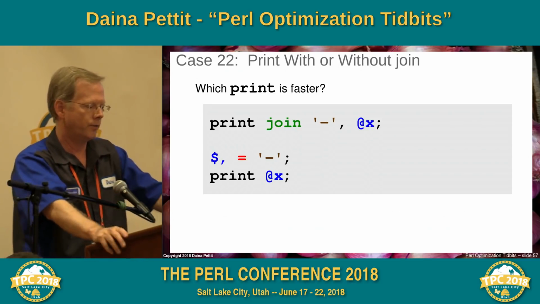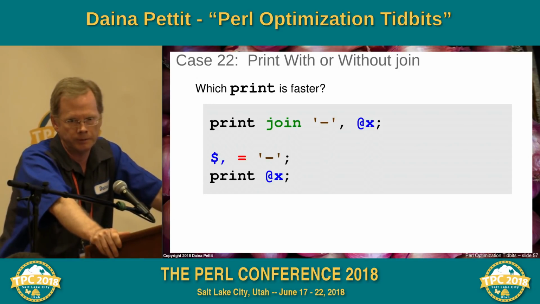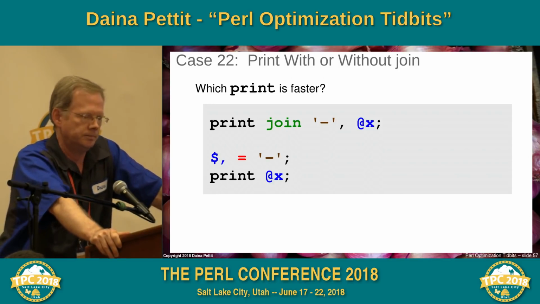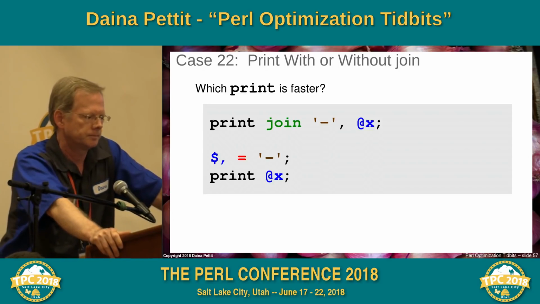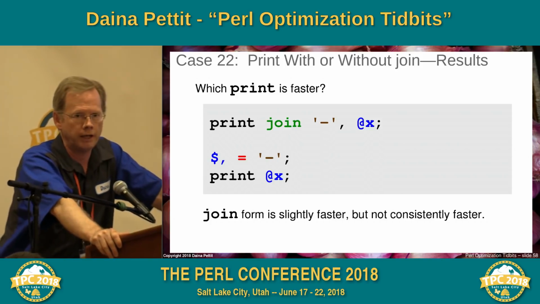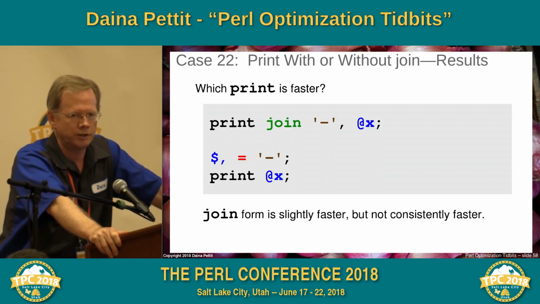However, if we do a print with a join, is that faster than using a print and using the $, list separator and letting print insert that dash? Turns out using join is slightly faster, but it wasn't really consistent in the testing I did. So it wasn't enough to say, yeah, always use join.